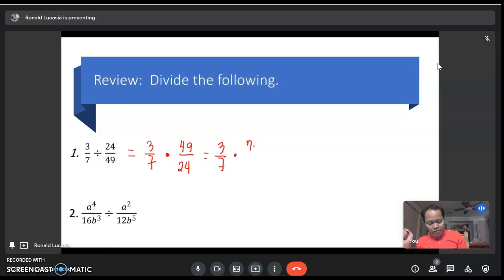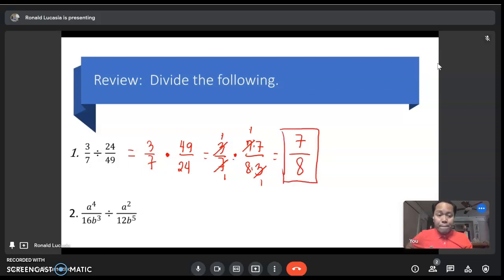3 over 7. 49 is 7 times 7. 24 is 8 times 3. So I can cancel this as 1. I can cancel this as 1. So that is being left with 1 times 1 times 7. That's 7. 1 times 8 times 1. That is 8. So this is the simplified form.